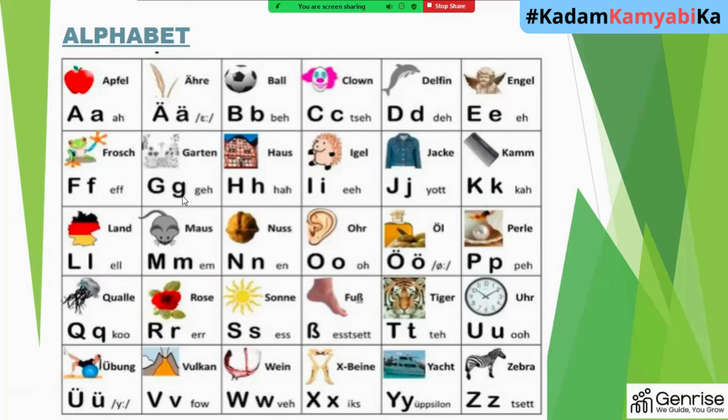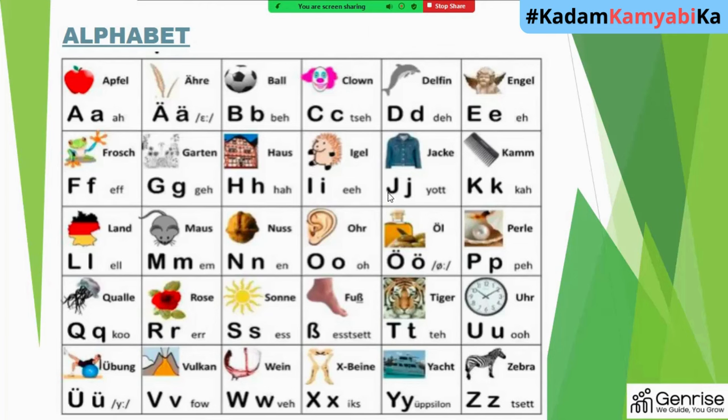Gay. This is not G, it is gay sound. Please keep in mind, please make a note. So this is not Jordan, this is garden. Garden, G sound. Ha, house. E, this is not eagle, this is eagle, to be precise.